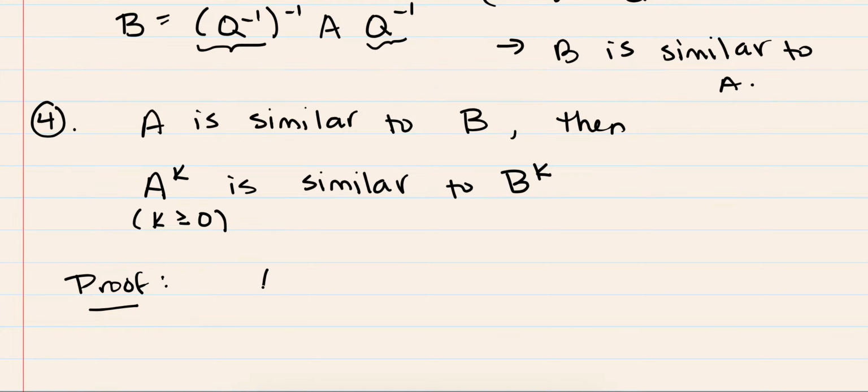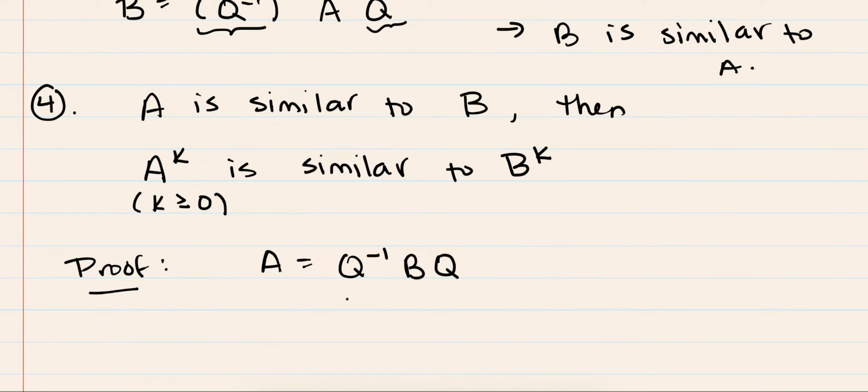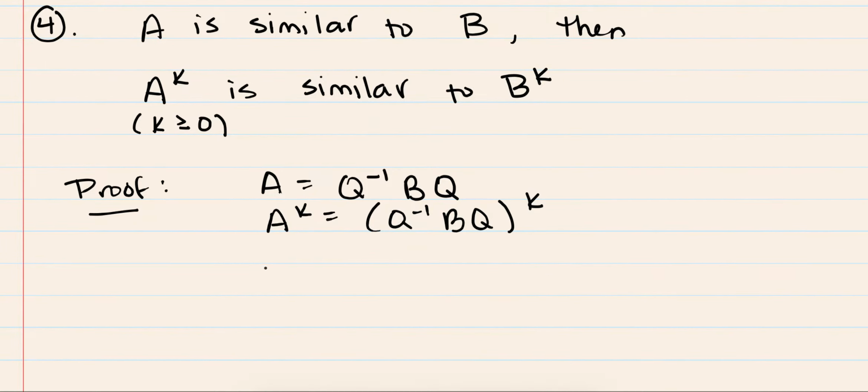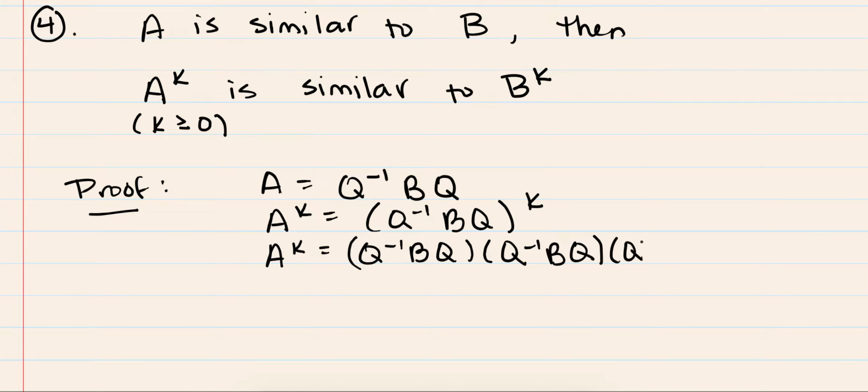Well, if A is similar to B, we know that A is equal to some invertible matrix, Q inverse times B times Q. But what happens if we raise A to the power K? Well, A to the power K is Q inverse B Q to the K, which tells us that A to the K, let's expand this. This is Q inverse B Q, Q inverse B Q, Q inverse B Q, and we keep doing this K times. Q inverse B Q.